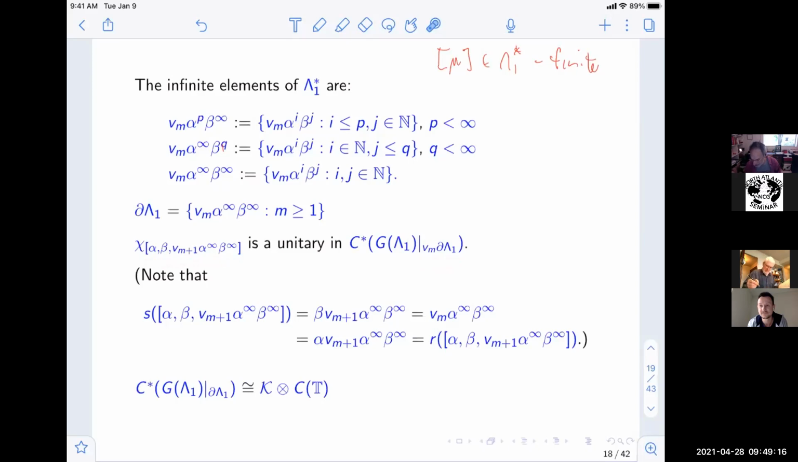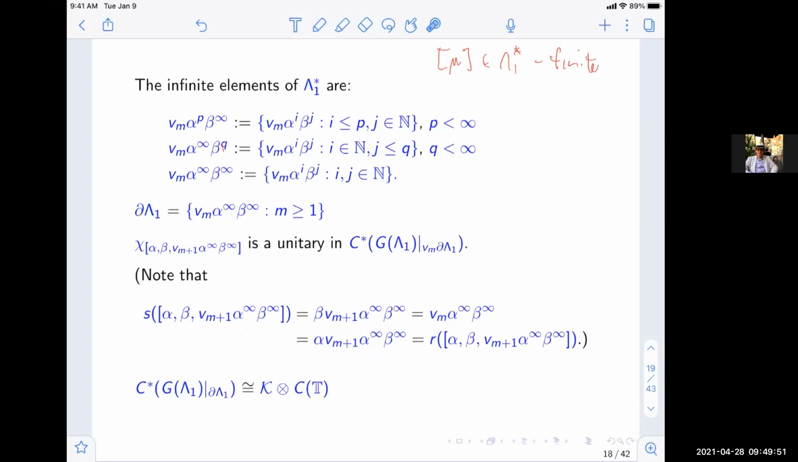I've written out the main point here, that it has the same source as range. The source would be beta alpha infinity, beta infinity. That is still infinitely many betas, but we could pull out alpha instead if we like and get the range of that thing. So here's an element with the same range and source, but it's not a unit. This is indicating non-trivial isotropy in this 2 graph. And sure enough, the C-star algebra of this 2 graph is just the stabilized continuous functions on the circle.